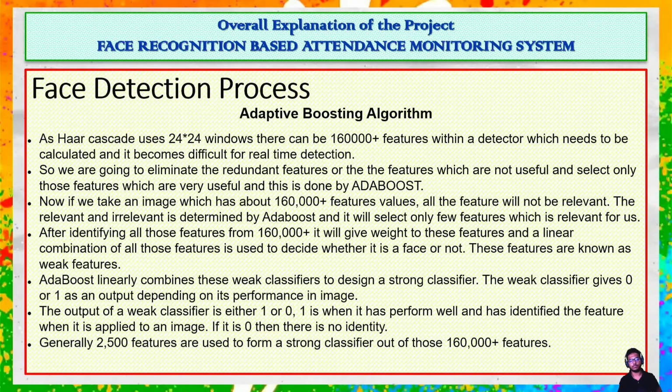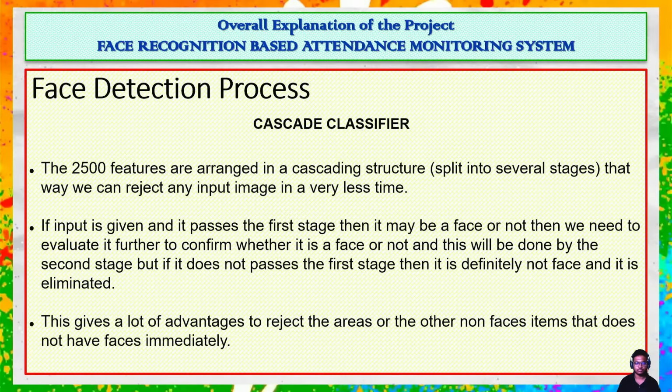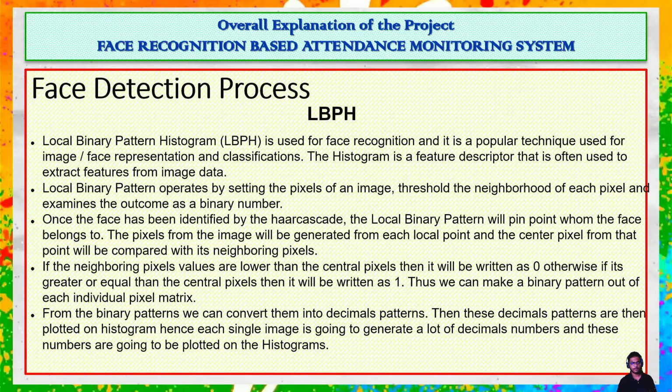Adaptive boosting, this is used inside Haar cascade. We have explained it in detail. You can keep moving on. They will just pause the stream.